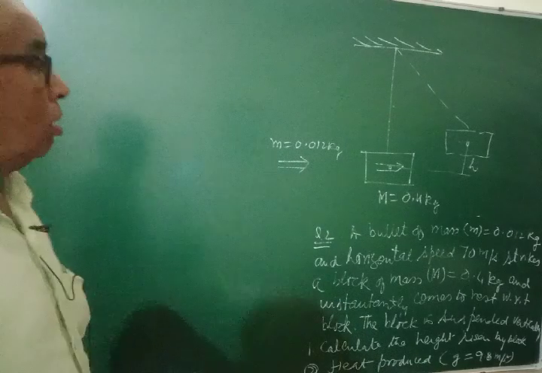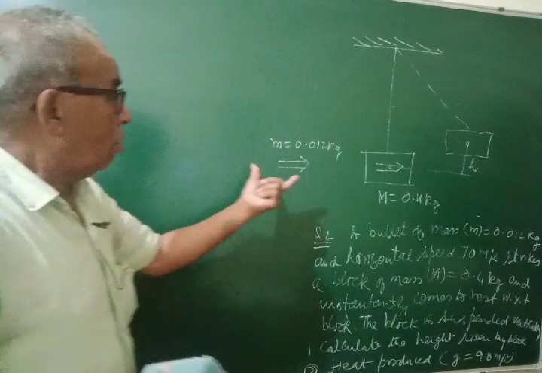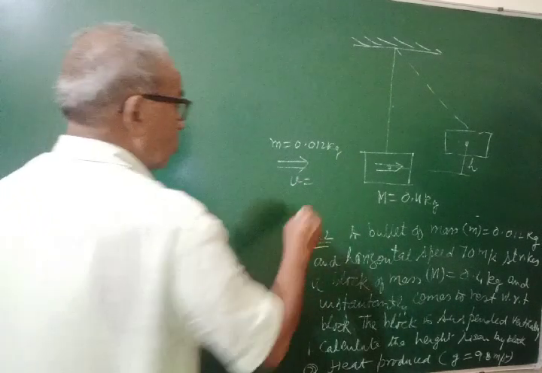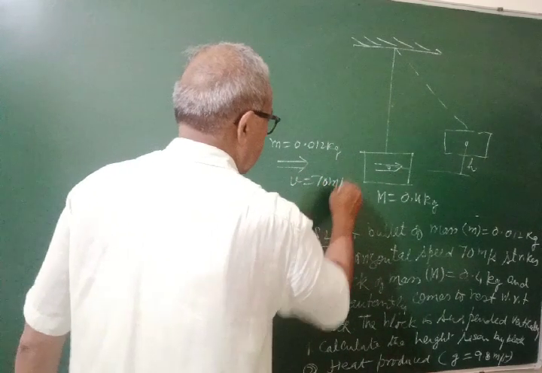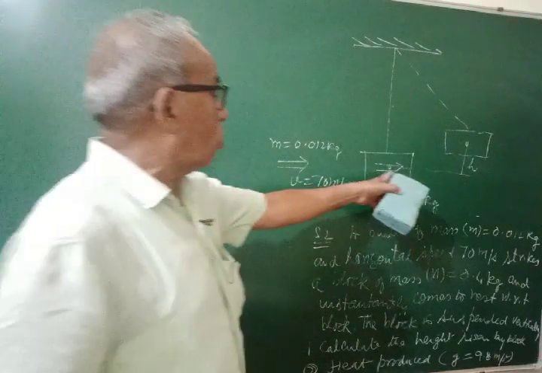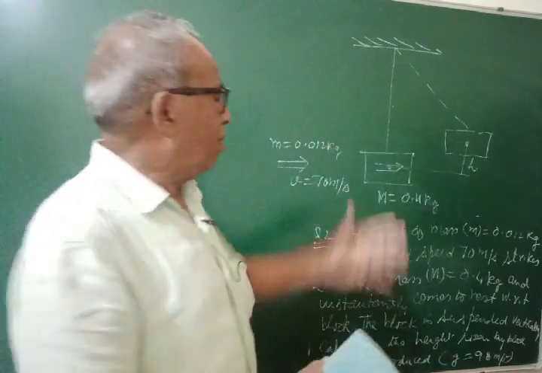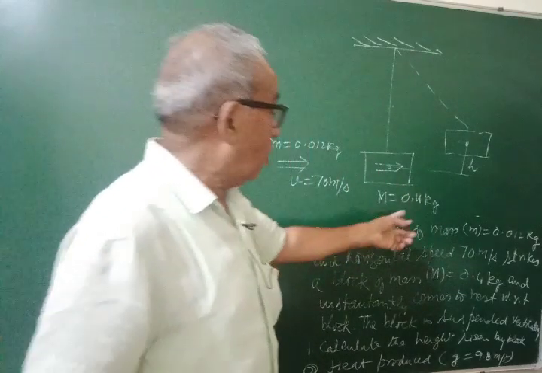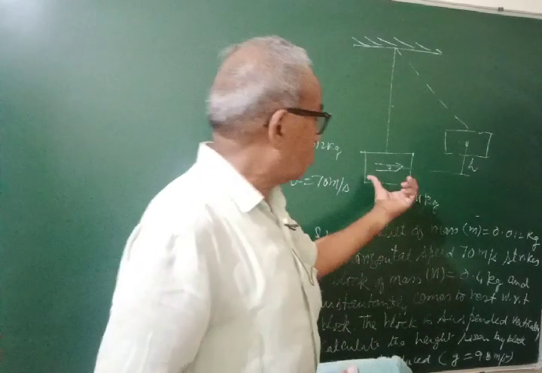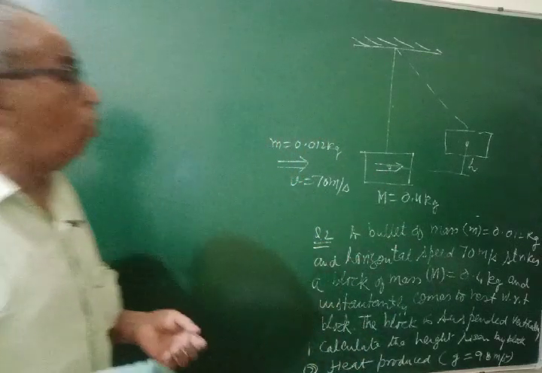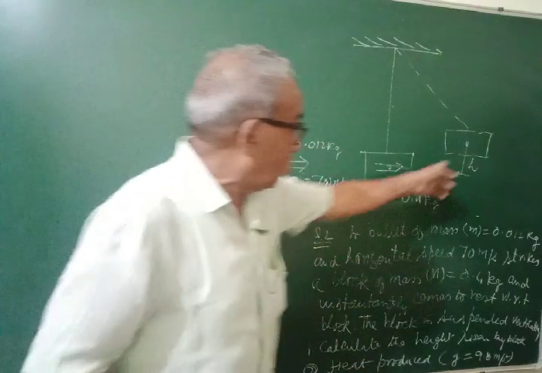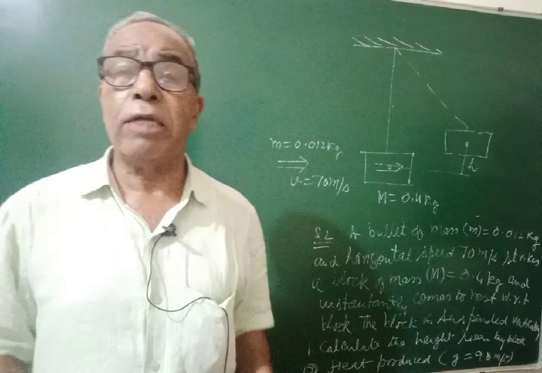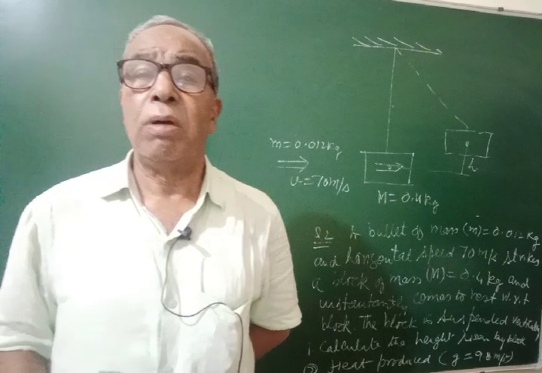Now the question is clear. A bullet of mass 0.012 kg and horizontal speed 70 meter per second strikes a block of wood. It may be a sandbag also. I think in the NCERT book it is a sandbag of mass 0.4 kg, and it comes to rest instantly. Then how high the block will rise, and how much heat is produced. So it is exactly a case of perfectly inelastic collision.